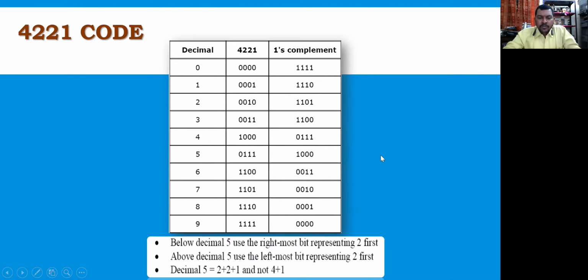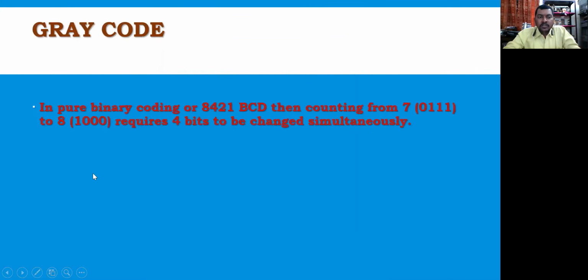Below decimal 5, use the rightmost bit for representing. This is not in our syllabus. What we are concerned about, and what we are going to study today, is the gray code. So what is the technical difficulty of a binary coded or 8421 BCD code?